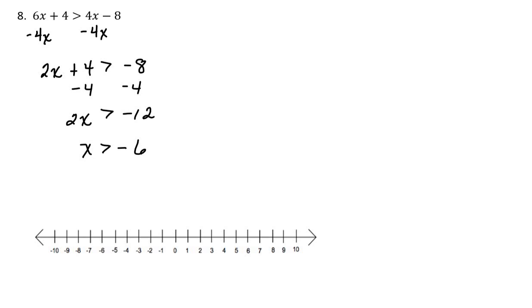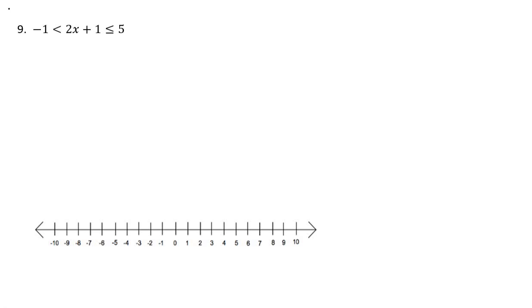Numbers that are greater than -6 are to the right of -6. So I'm going to shade over here and draw my arrow to show that it goes on forever toward the right. And I need a parentheses at -6. So when I write interval notation, I use the same notation that's on the graph. I use a parentheses at -6, and then my infinity sign is always going to have a parentheses associated with it.